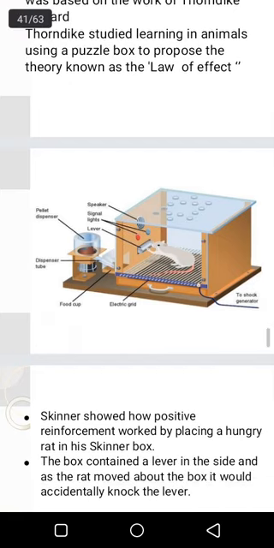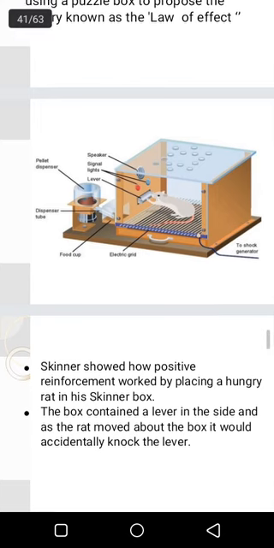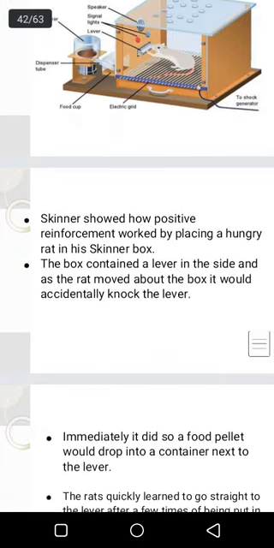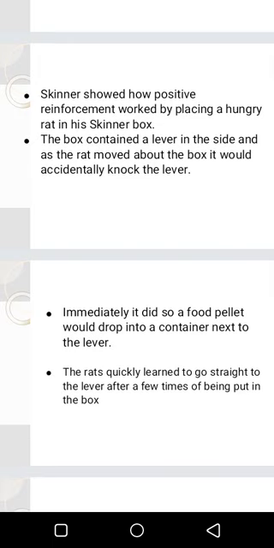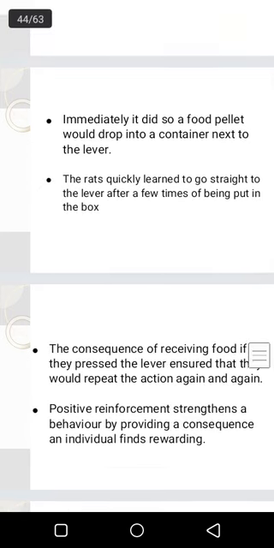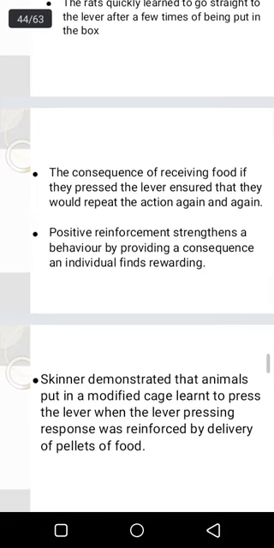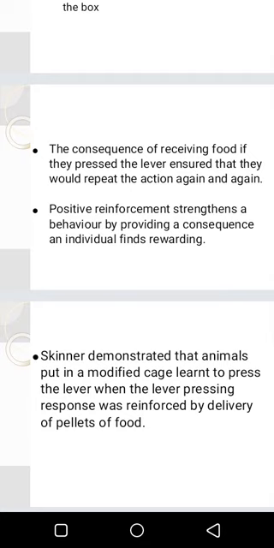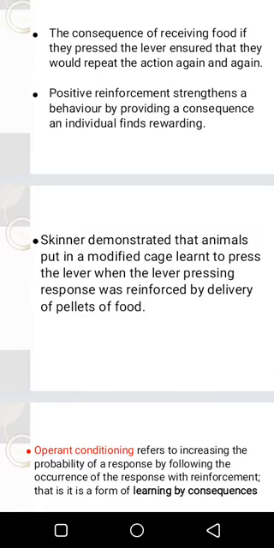Skinner showed how positive reinforcement worked by placing a hungry rat in a box. The box contained a lever on the side, and as the rat moved about the box, it would accidentally knock the lever. Immediately it did so, a food pellet would drop into a container next to the lever. The rats quickly learned to go straight to the lever after a few times of being put in the box. The consequences of receiving food if they pressed the lever ensured that they would repeat the action again and again. Positive reinforcement strengthens a behavior by providing a consequence an individual finds rewarding. Skinner demonstrated that animals put in a modified cage learned to press the lever when the lever pressing response was reinforced by delivering a pellet of food.